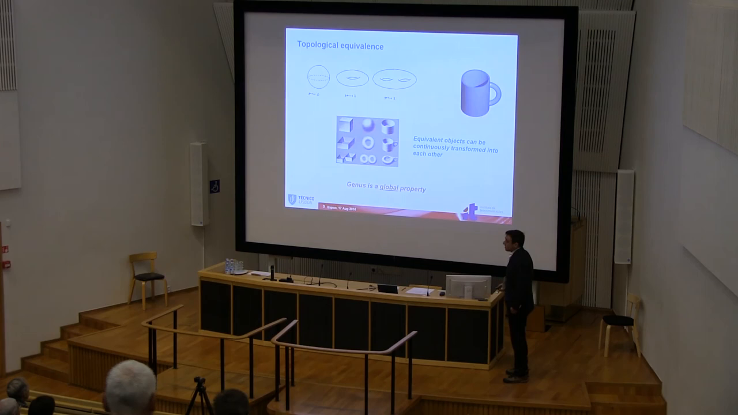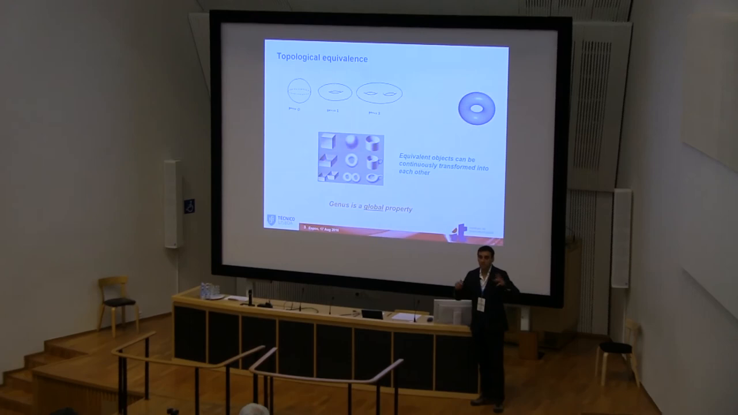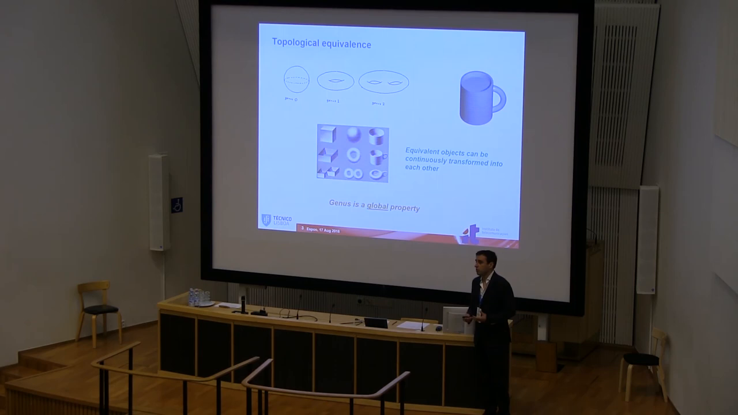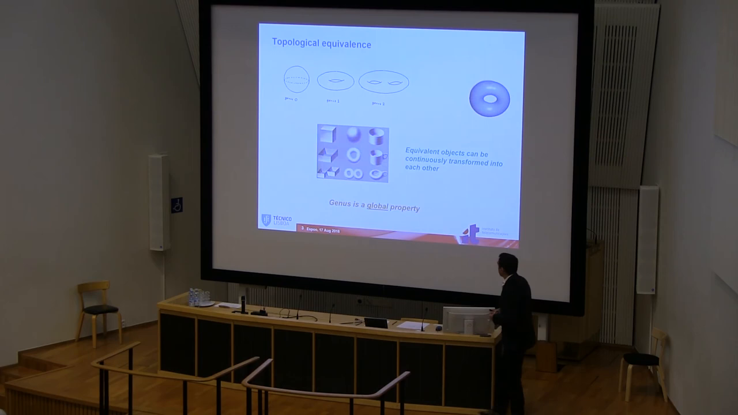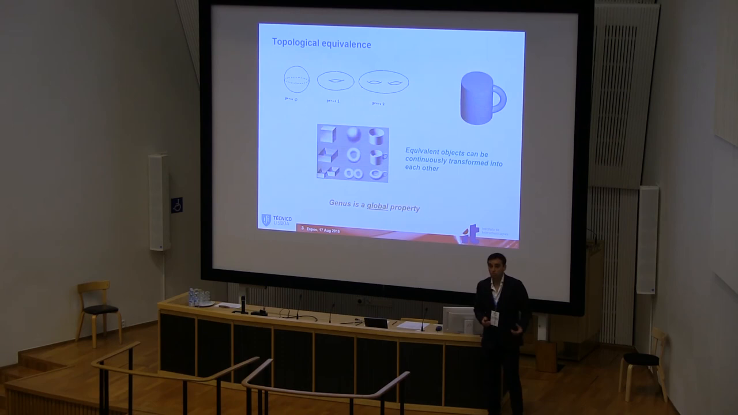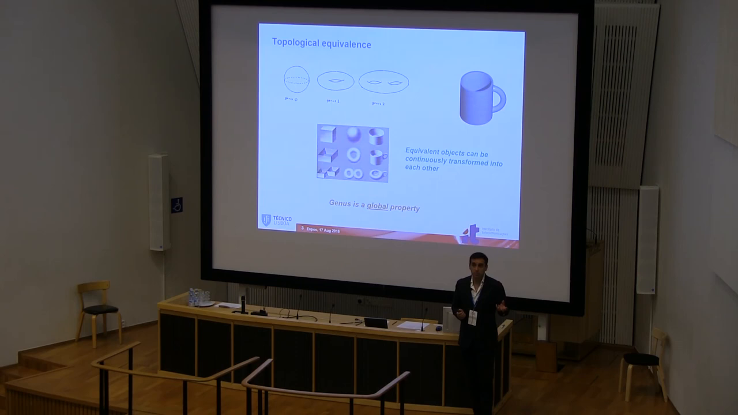I'll start with some concepts in the geometry of surfaces. If you have a surface in three-dimensional space, we say that two objects are topologically equivalent if we can deform one into the other continuously. For example, in this animation taken from the web, the coffee mug is topologically equivalent to a torus, because as you can see, they can be continuously deformed one into the other. It turns out that the topological classification of surfaces is relatively simple, and you can see it with your own eyes.